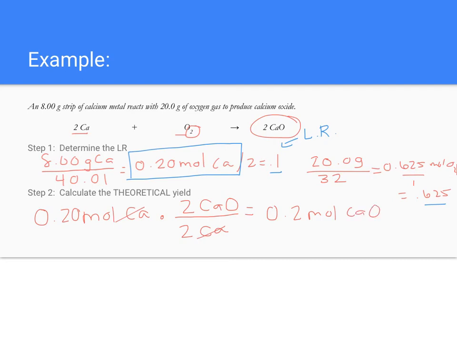And then if I multiply that by the molar mass of calcium oxide, which is 56.01, I end up with a theoretical value of 11.2 grams of CaO. So again, from my stoichiometry, based on the quantities given, I should theoretically produce 11.2 grams of calcium oxide.